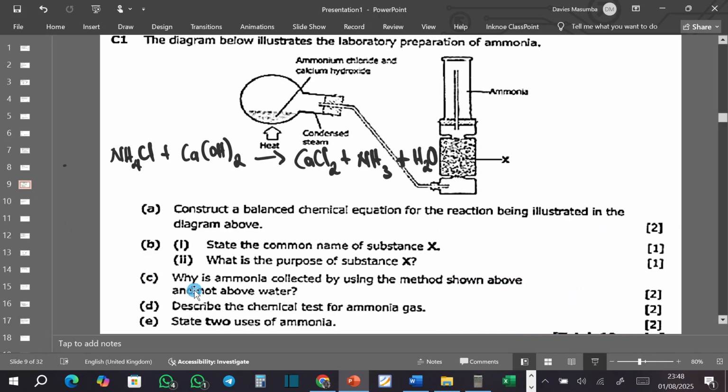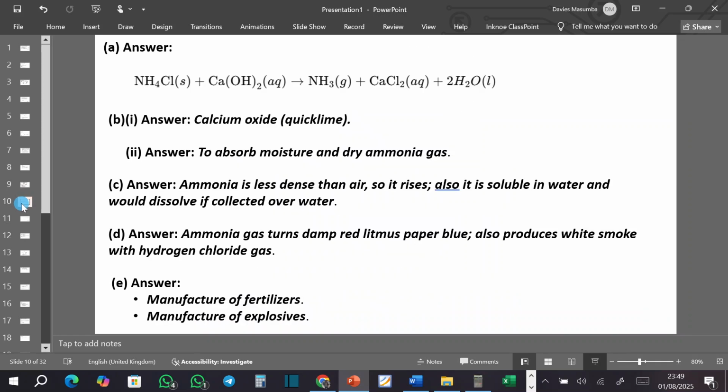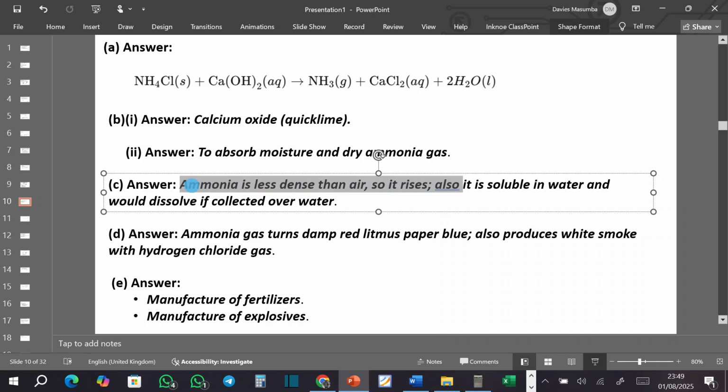Then C, why is ammonia collected by using the method shown above and not over water? This is the answer. Ammonia is less dense than air, so it rises. This is one answer. Also, it is soluble in water and would dissolve in water if collected over water. So the best answer was this, not this, because they have said not using water.